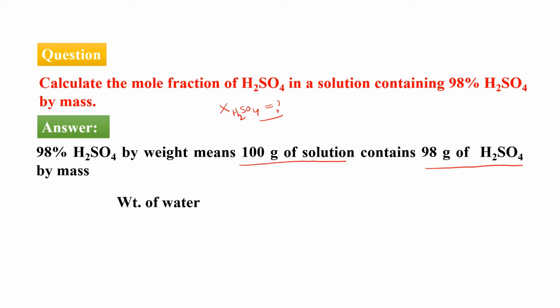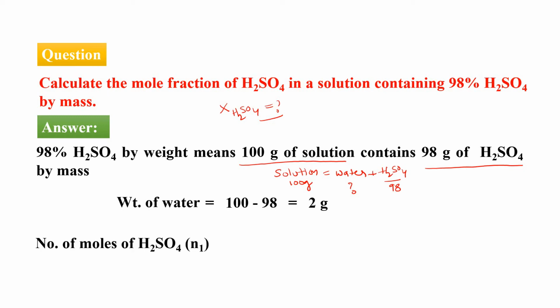Next, what is the weight of water? See, the solution is made up of H2SO4 and water. One component is water, and the other component is H2SO4. The solution weight is how much here? 100 grams. Now the H2SO4 weight is how much? 98. Now what will be the weight of water here? Definitely it will be 2 grams only. So you got the weight of water and the weight of H2SO4.